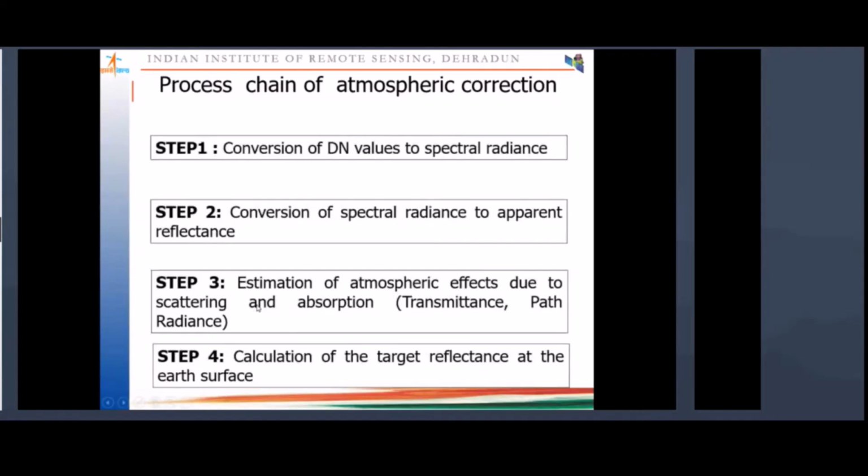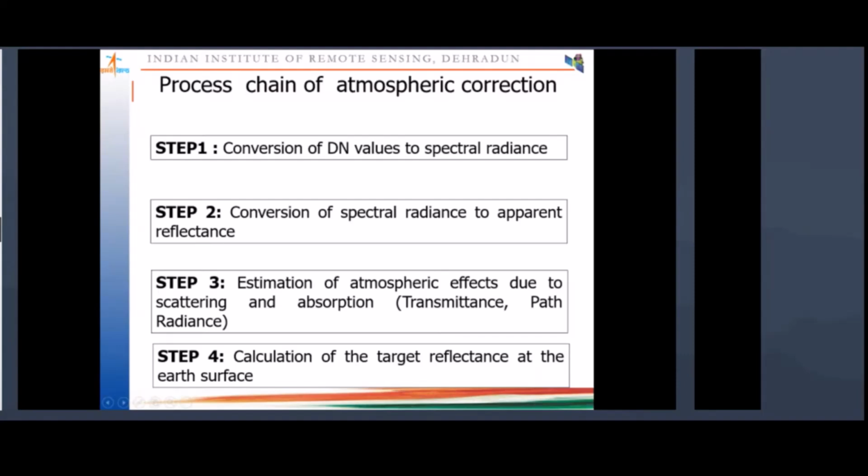All right. So here, as I said, the most difficult process in the entire chain is estimation of atmospheric components. Why? Because the atmosphere is dynamic. It is dynamic both in space as well as in time. And in different vertical sections of the atmosphere, there also it is changing.